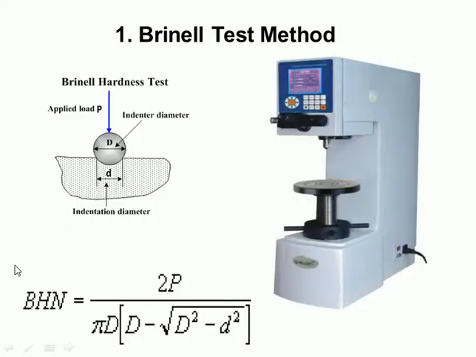This is the formula to calculate the Brinell hardness number. P is the applied load on the indenter, which is ball shaped, divided by pi d. Capital D is the diameter of the indenter, and here is the small d. Small d is the indentation diameter. By this formula we can easily calculate the Brinell hardness number.